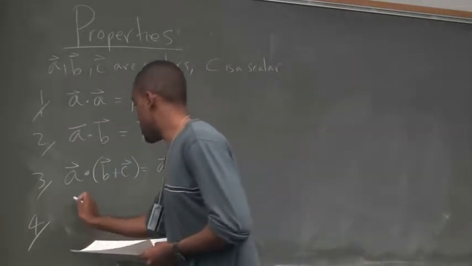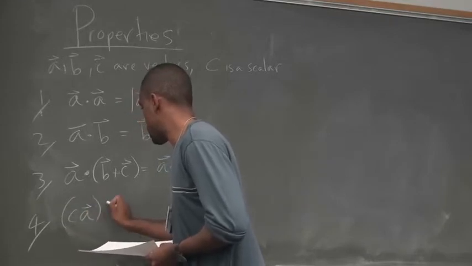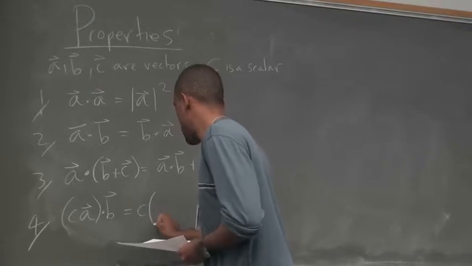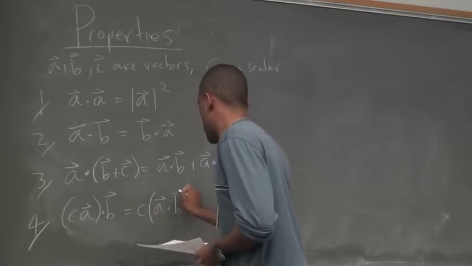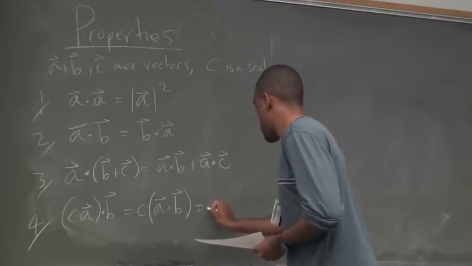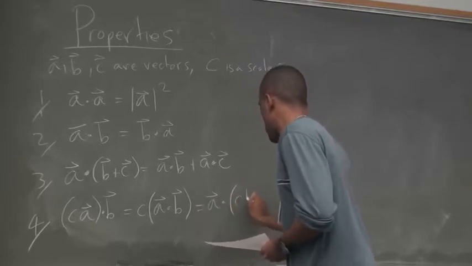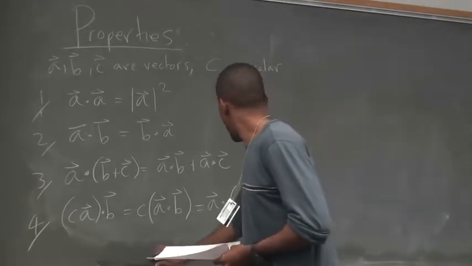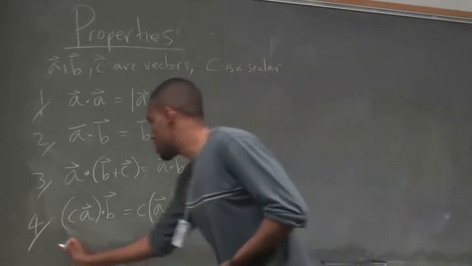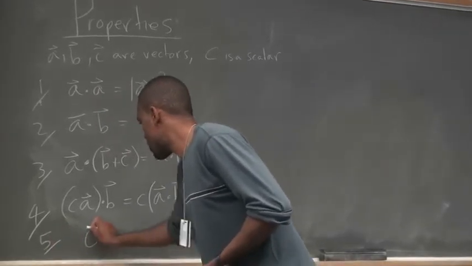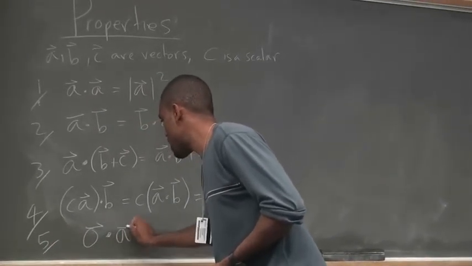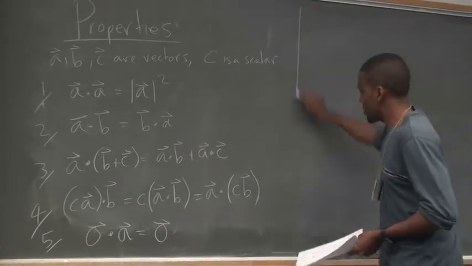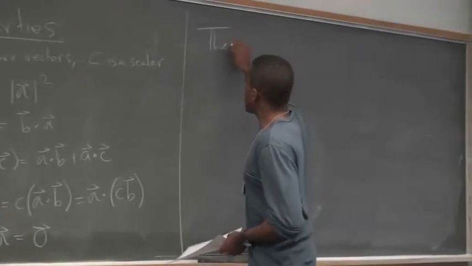It also has a distributive property for scalars, so A dot cB. And number 5, which at this point is sort of obvious, the 0 vector dot product with A is equal to 0. After this, we have a very important theorem.